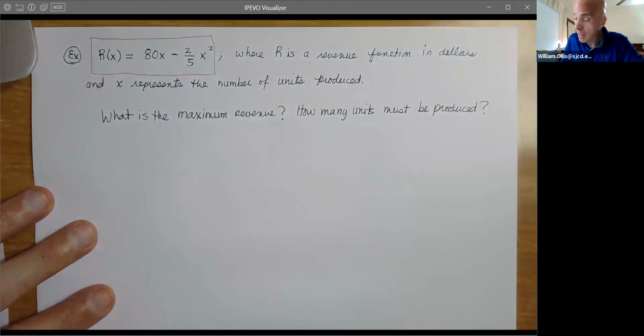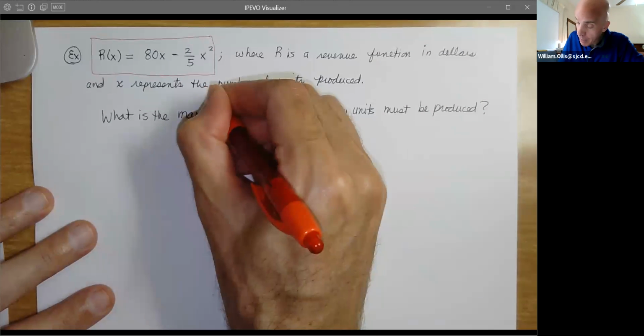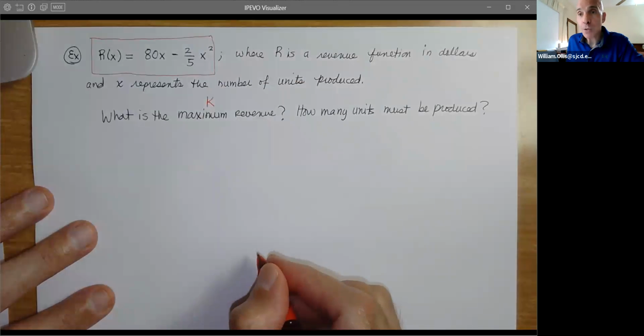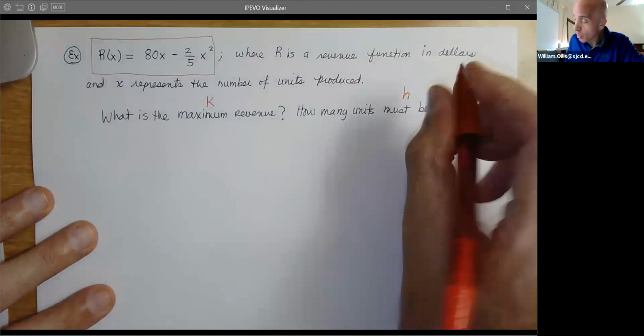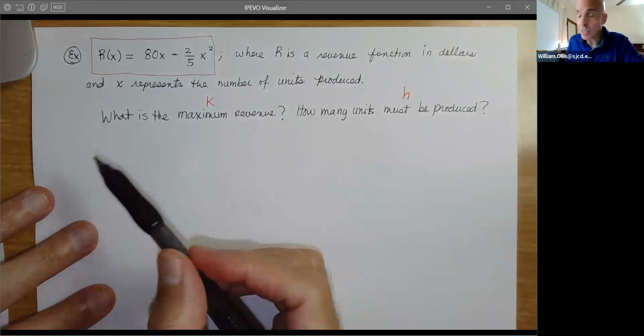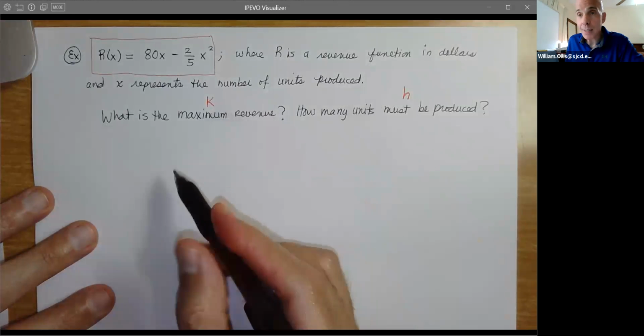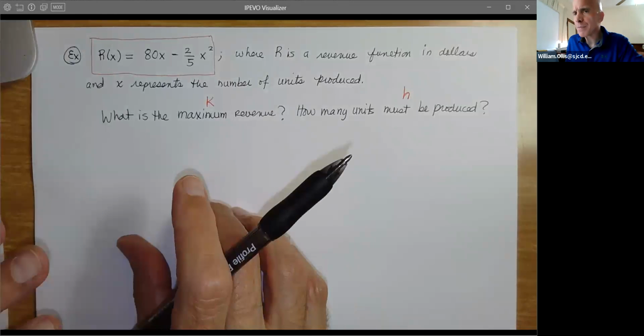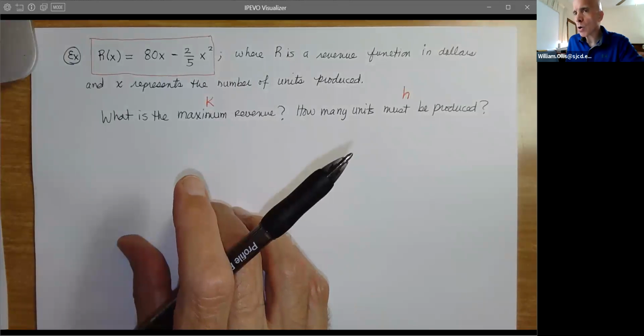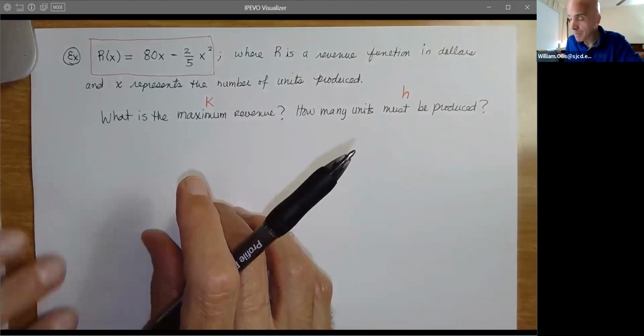That is, the K from the vertex gives you the maximum. And of course, the H that provides that, or the X that provides that, is the H. So we just need the vertex, basically. So we think of the geometry of the quadratic function as opening the door to its optimization qualities, so to speak. So let's do it.